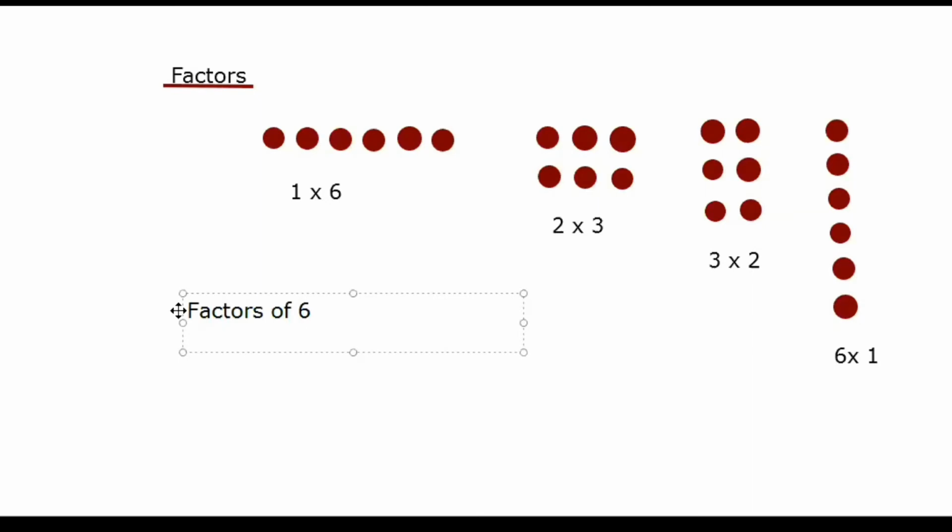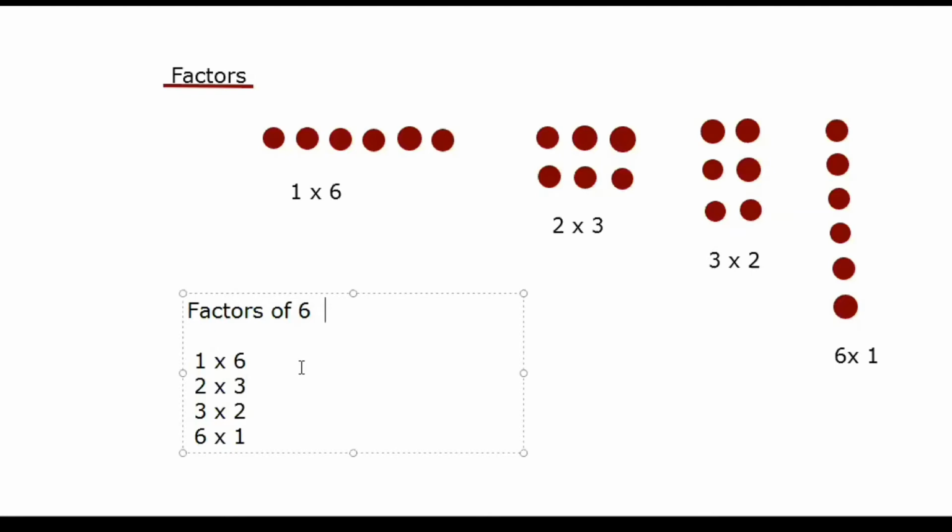Okay. Right. So here the factors of 6 are the numbers used to make 6. What are they? 1, 2, 3, and 6. Okay. Can you see here? We can form 6 by 1 times 6, 2 times 3, 3 times 2 and finally 6 times 1. Here, what are the factors of 6? You can write it like this way.